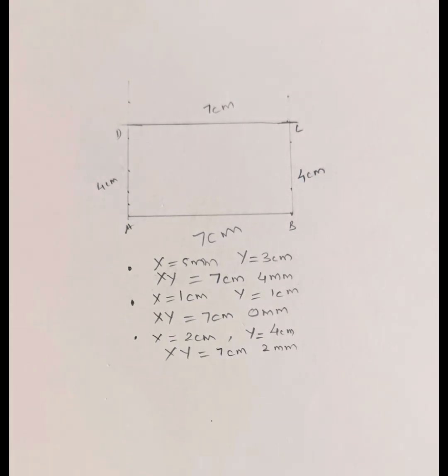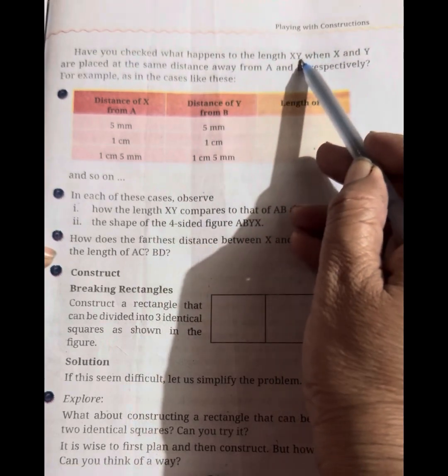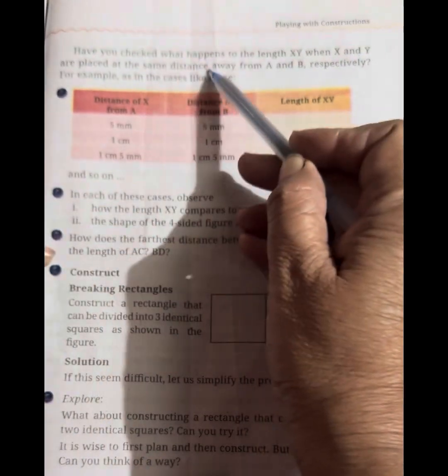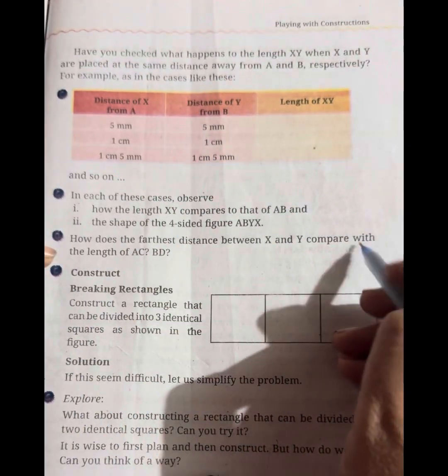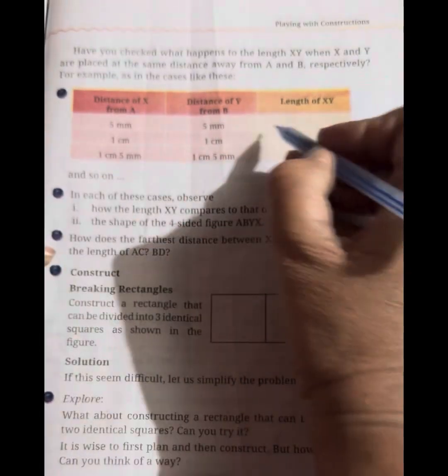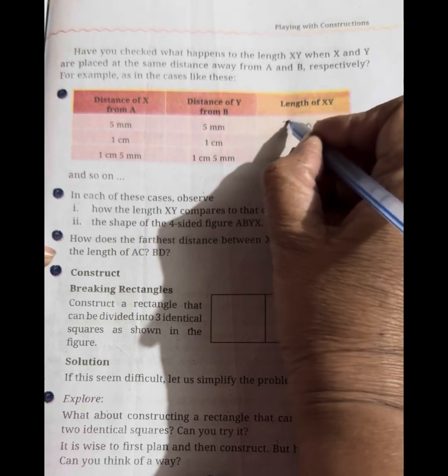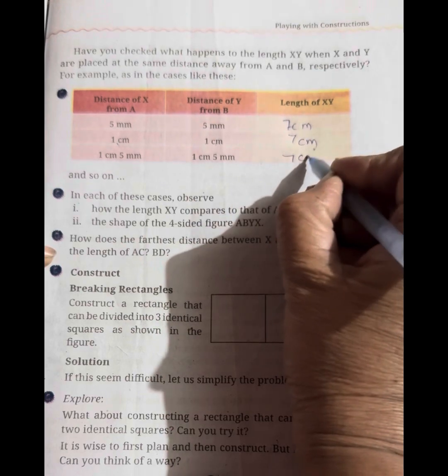There is a table given. You can try with different positions of X and Y and measure the length, right? You will understand the concept better. So have you checked what happens to the length XY when X and Y are placed at the same distance from AB respectively? Like here some cases are given. So we observe that the length of XY remains the same, right? 5 from A and B. So length of XY will be 7 centimeter. Okay. Similarly, 1 centimeter, 1 centimeter. In all the cases, the length of XY will remain 7 centimeter if they are at the same distance from the vertices.